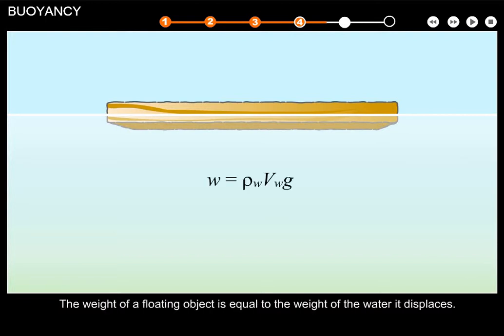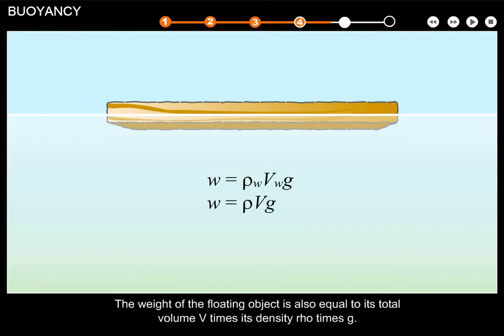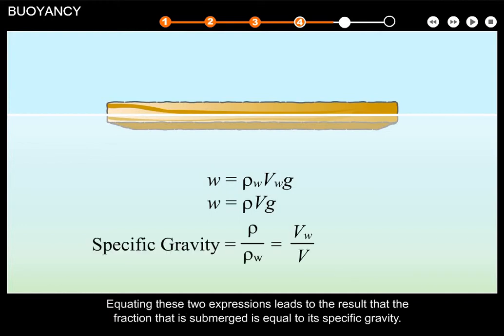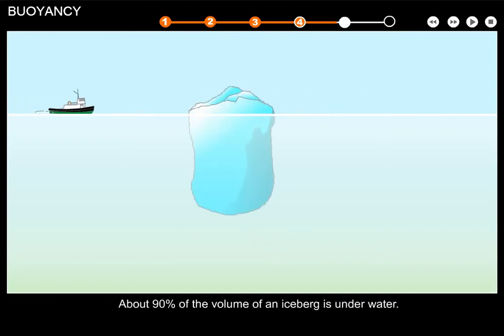The weight of a floating object is equal to the weight of the water it displaces. W is the weight of the object, V sub W is the volume of water displaced, rho sub W is the density of water, and g is the acceleration of gravity. The weight of the floating object is also equal to its total volume V times its density, rho, times g. Equating these two expressions leads to the result that the fraction that is submerged is equal to its specific gravity. The specific gravity of ice is about 0.9. About 90% of the volume of an iceberg is underwater.